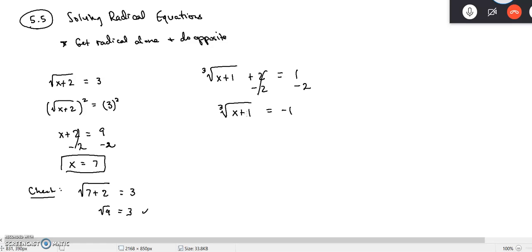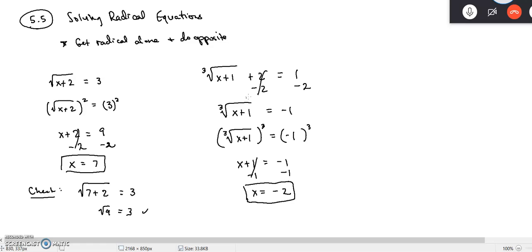Now the radical is by itself, and now I can do the opposite. The opposite of a cube root is cube. So the cube and the cube root now can cancel because they happen at the same time. I get x plus 1 equals -1 cubed, which is -1 times -1 times -1, which is -1. So now I'm down to x plus 1 equals -1. I can subtract 1 from each side to get x by itself, and I get that x is -2.